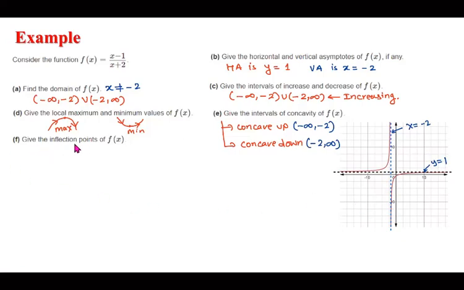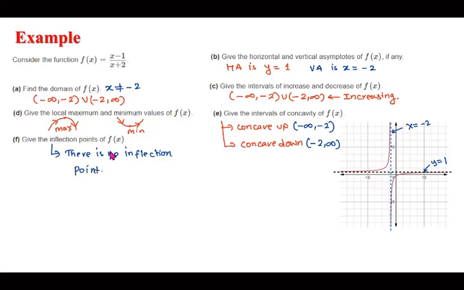And finally, we are asked to give the inflection point. Inflection point is the point where the concavity changes. You can see that it goes from -infinity up to -2, but -2 is not included. And then from -2 up to infinity, the concavity has changed. Here we have concave up and then concave down. Concavity changes here, but that point does not exist. That means the inflection point does not exist. So there is no inflection point.